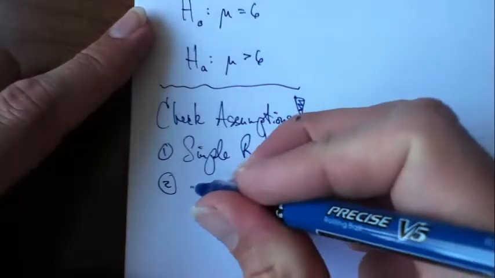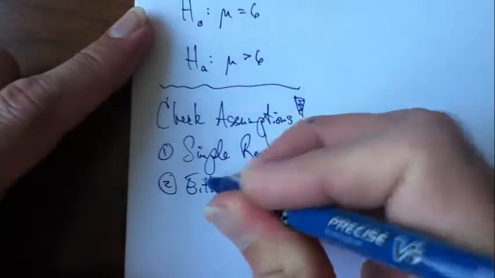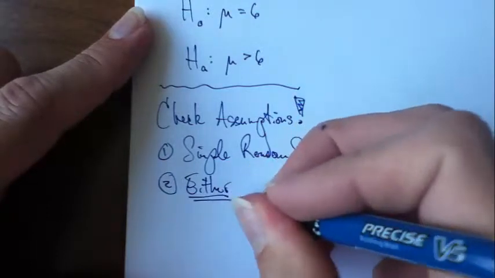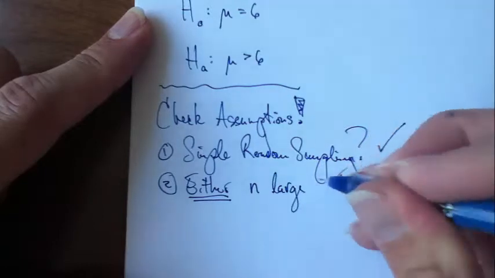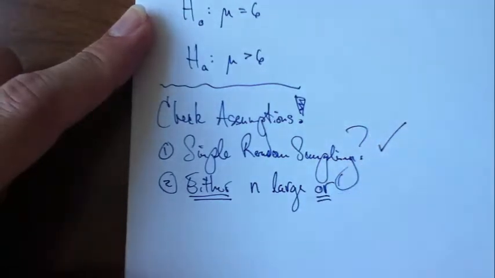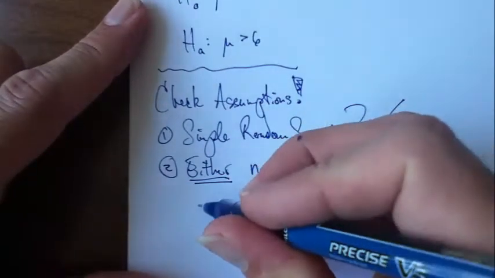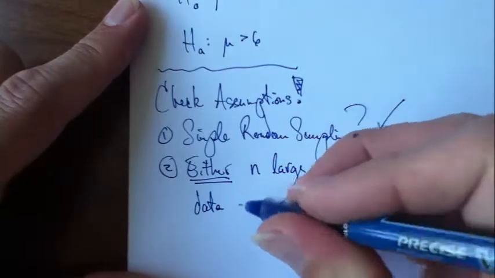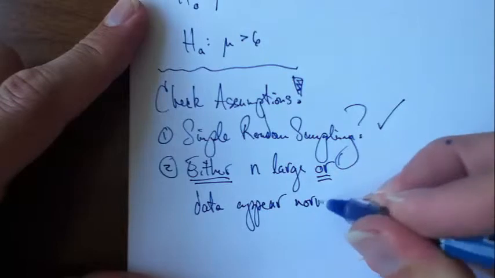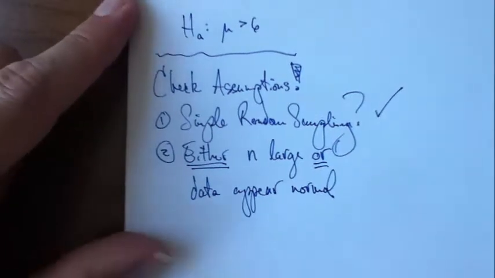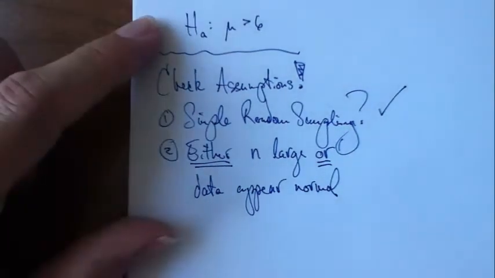Next, also, either we need a large sample size or the data appear somewhat quasi-normal. Okay. By normal, I mean like they're coming from a bell curve.